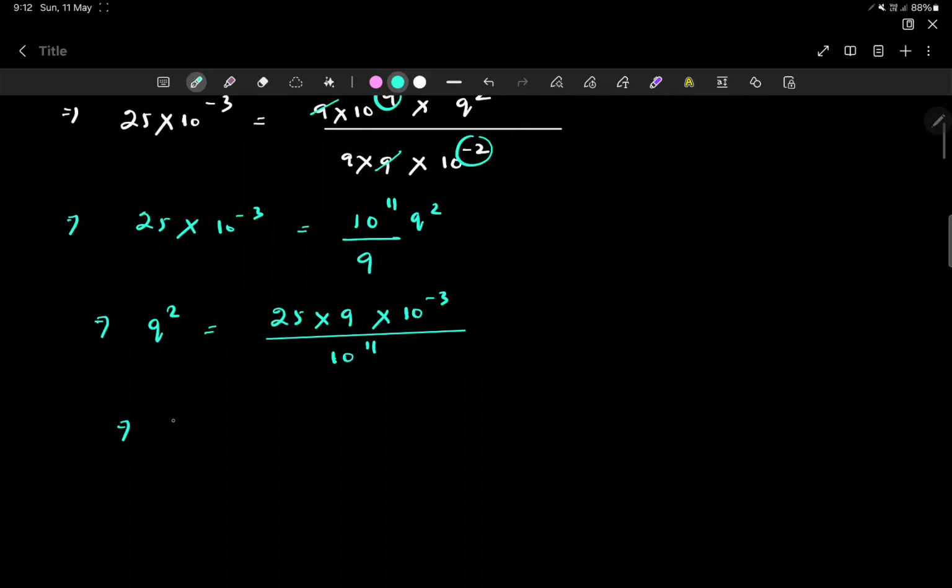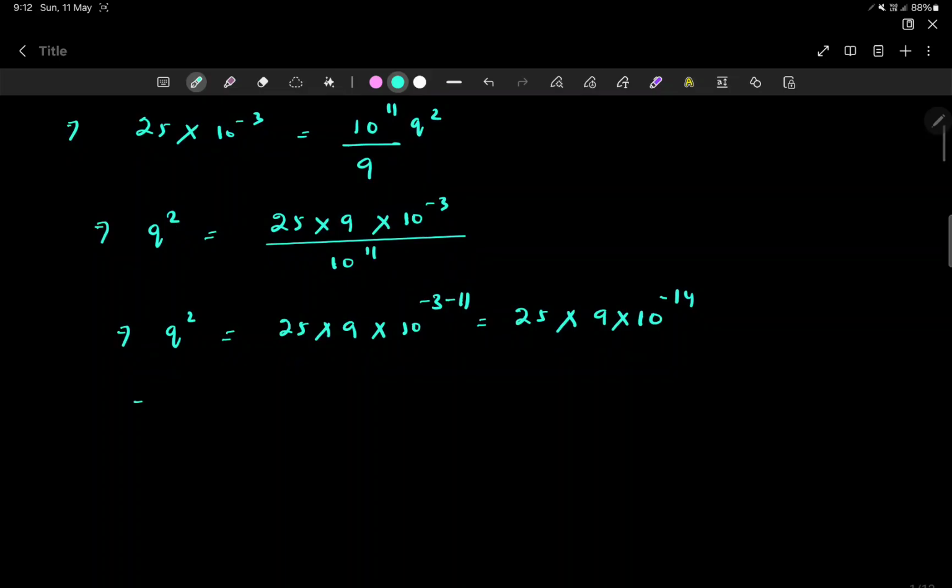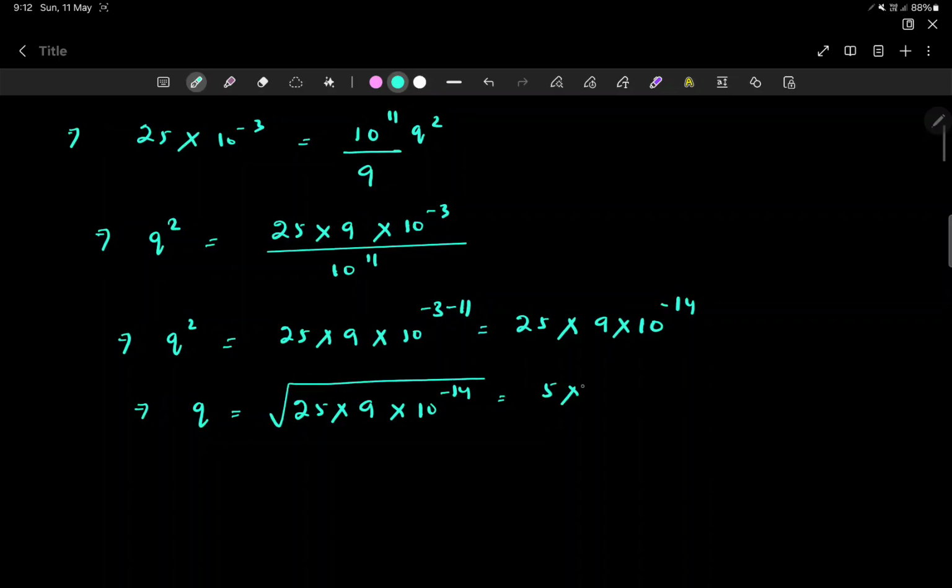This is the value of q square. q square is equal to 25 into 9 into 10 to the power minus 3 minus 11, that is 25 into 9 into 10 to the power minus 14. So this is the value of q square. So q value will be root of 25 into 9 into 10 to the power minus 14, that is equal to 5 into 3 into 10 to the power minus 7. So this is equal to 15 into 10 to the power minus 7. We can write it as 1.5 into 10 to the power minus 6 Coulomb.